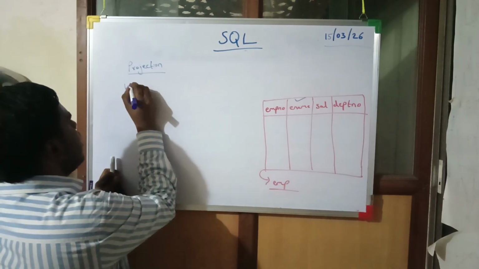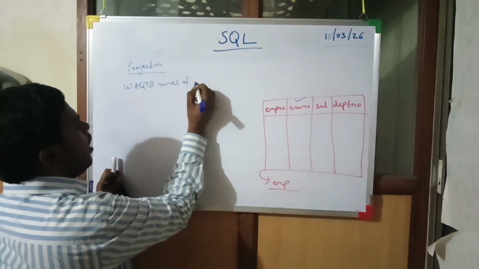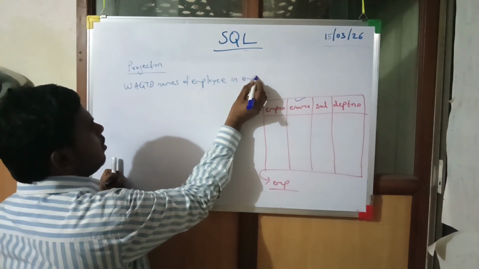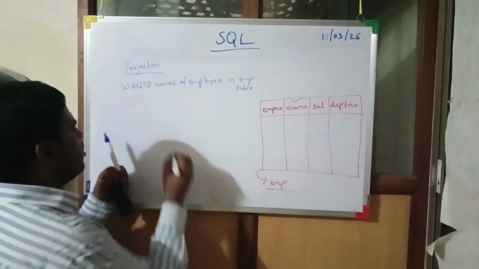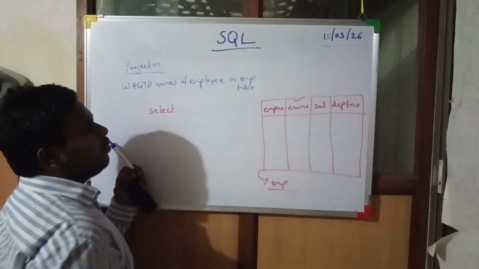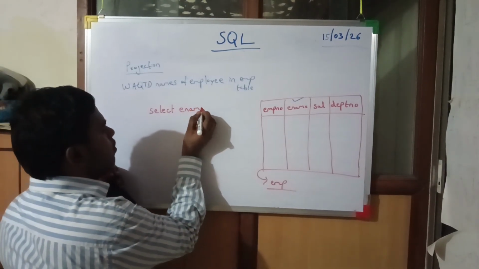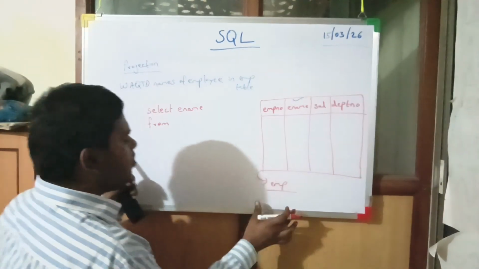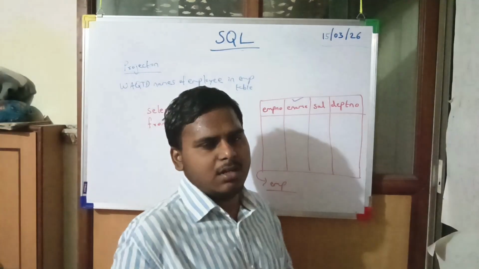So the question is, write a query to display names of employees in the EMP table. First of all, what is the syntax? First we write the select clause. Select. Which column do I want? The name column. Here the name column is mentioned as ename, so I will write ename. After the from clause, what is there? Table name. What is the table name? EMP. So this is the simple query we will write.